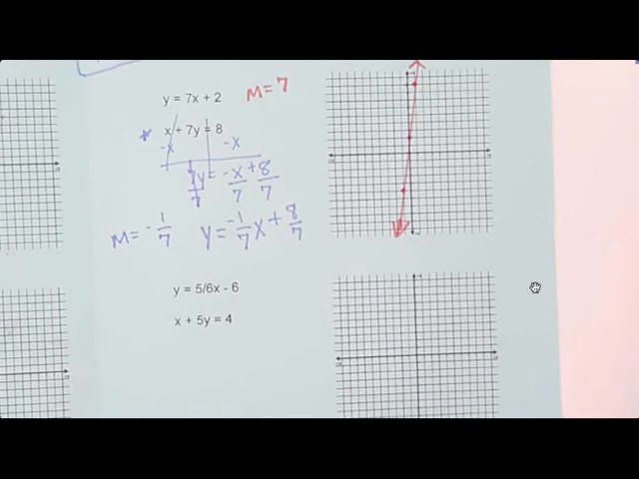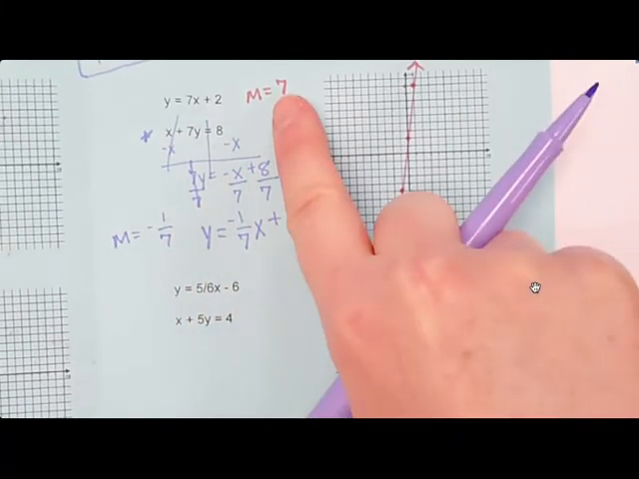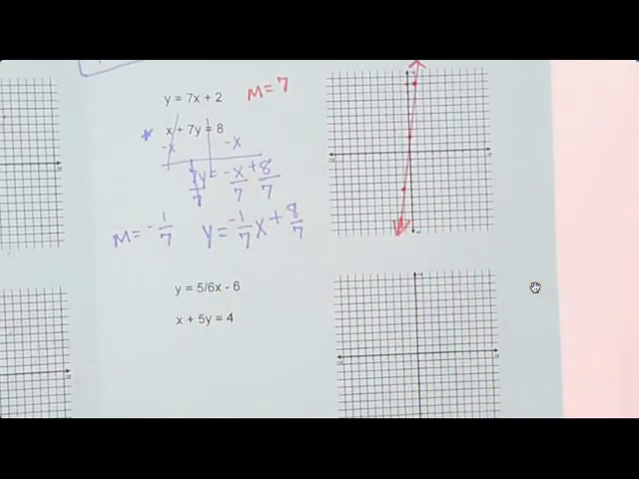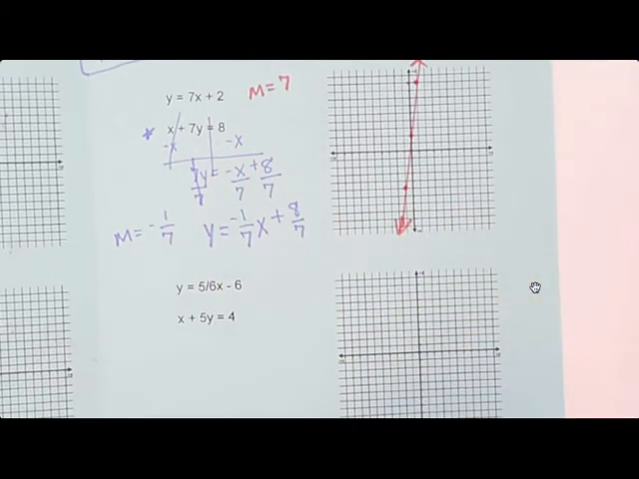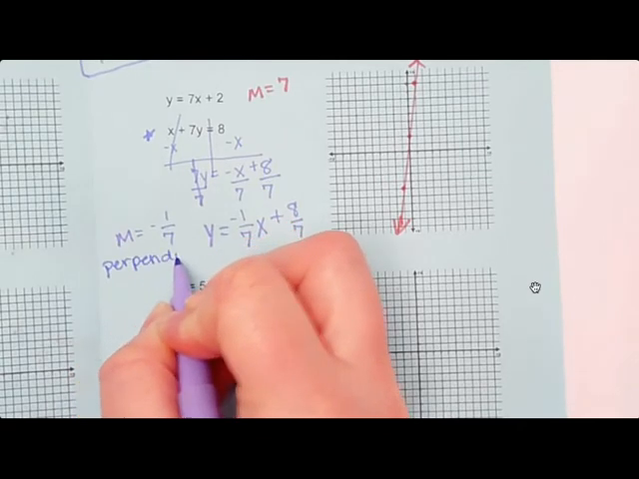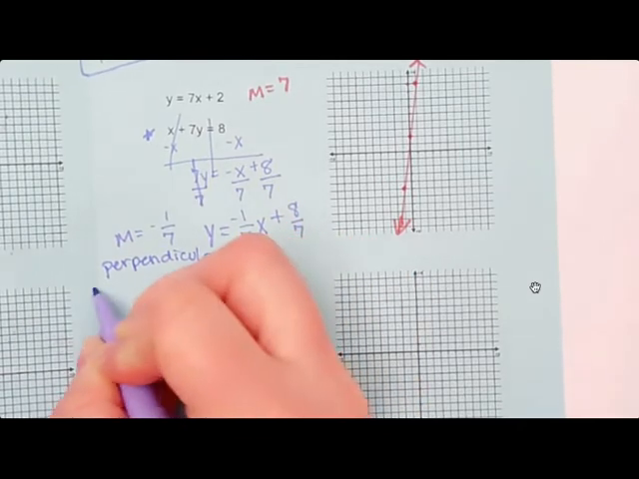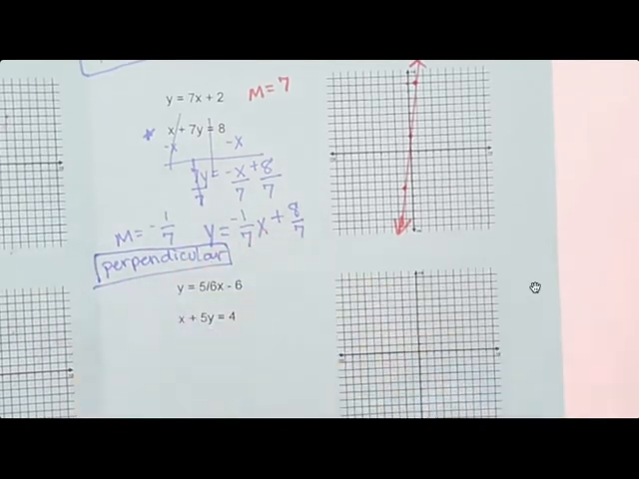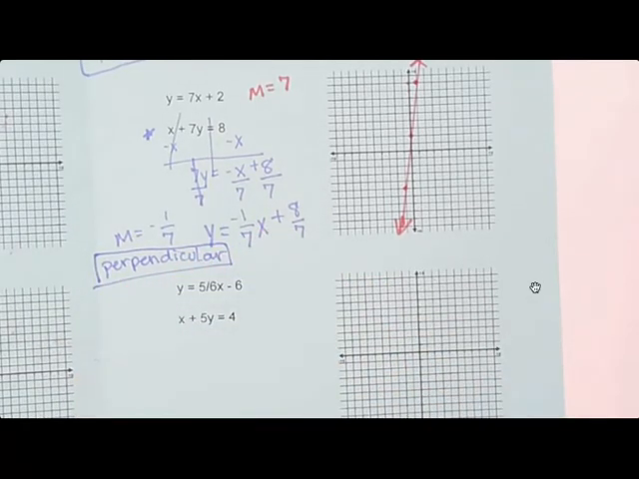What do you notice about these two slopes? Negative 1 over 7, and 7. They're reciprocals, and then they're also opposites. So that means that these are perpendicular. So we just need to show it in the graph now.